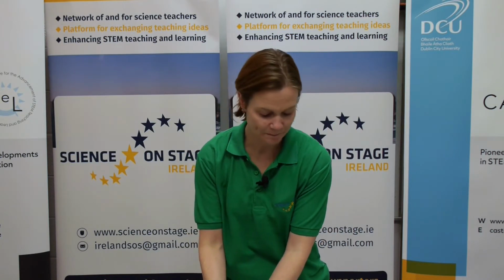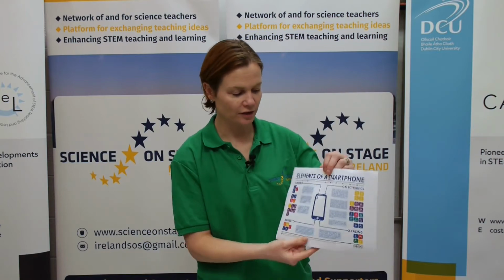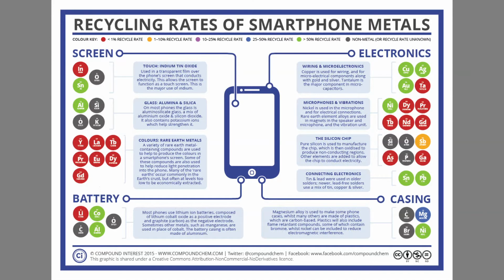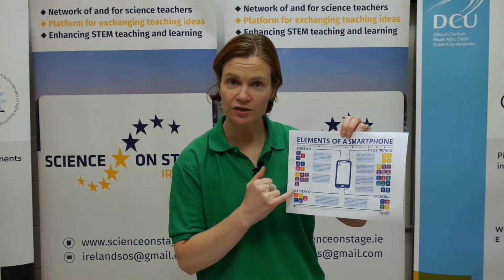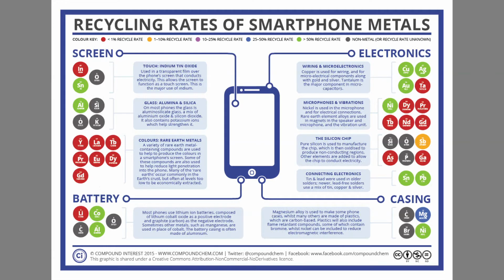We have here a sheet, and on this sheet we can do this activity in two ways. Our first sheet has the information already on it. The students can use this to research these elements and find more information on them. The phone is broken down into parts: the elements that make up the screen, the electronics, the battery, and the casing itself.